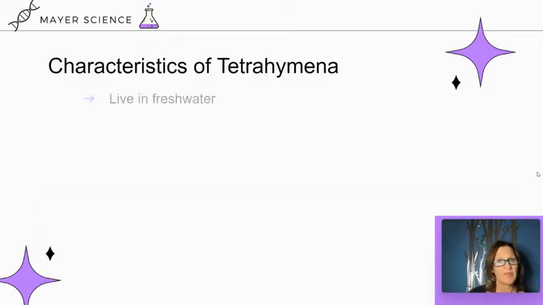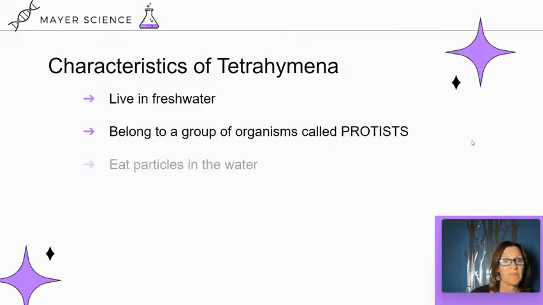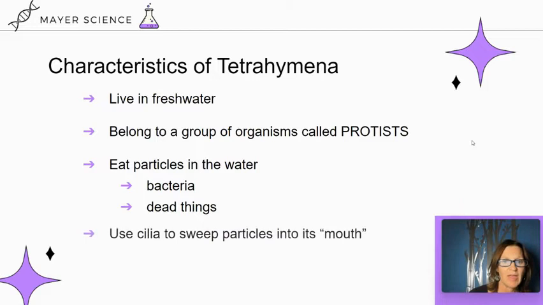So a couple characteristics of these Tetrahymena. First of all, they live in fresh water, things like ponds. They belong to a group of organisms that we call protists. They eat little things that are in the water. Those could be things like bacteria in the water or dead stuff. And finally, they use something called cilia to sweep particles into their mouth.